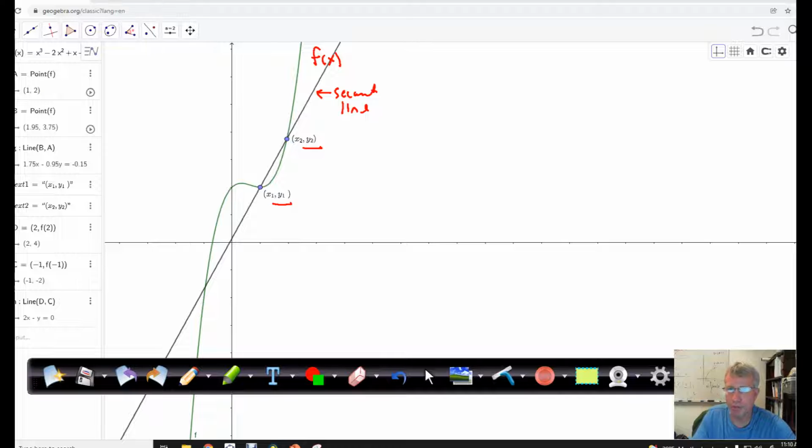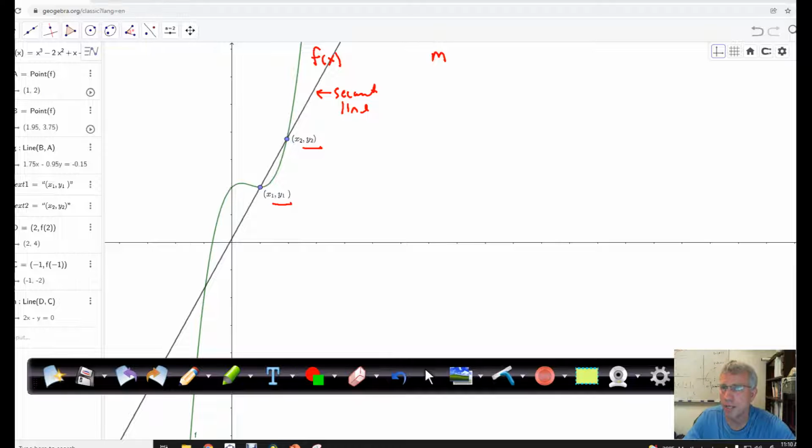for the graph of f of x that contains the points x sub 1, y sub 1, and x sub 2, y sub 2. And what we want to do is just talk quickly about how to calculate the slope of a secant line. Well, a secant line is a line, so we just use the formula that we're accustomed to using for the slope of a line.